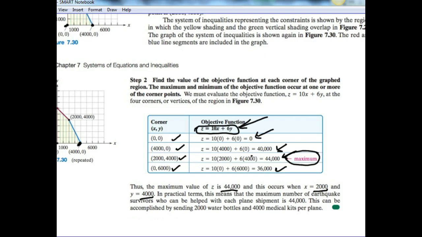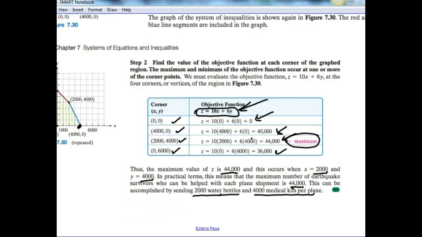So in practical terms, this means that the maximum number of earthquake survivors who could be helped with each airplane shipment is 44,000. That's the number of people in general that could be helped. And this can be accomplished by sending 2,000 of the X, which was the water bottles, and 4,000 of the Y, which was the medical kits per plane. All right? So that's how this particular problem works.